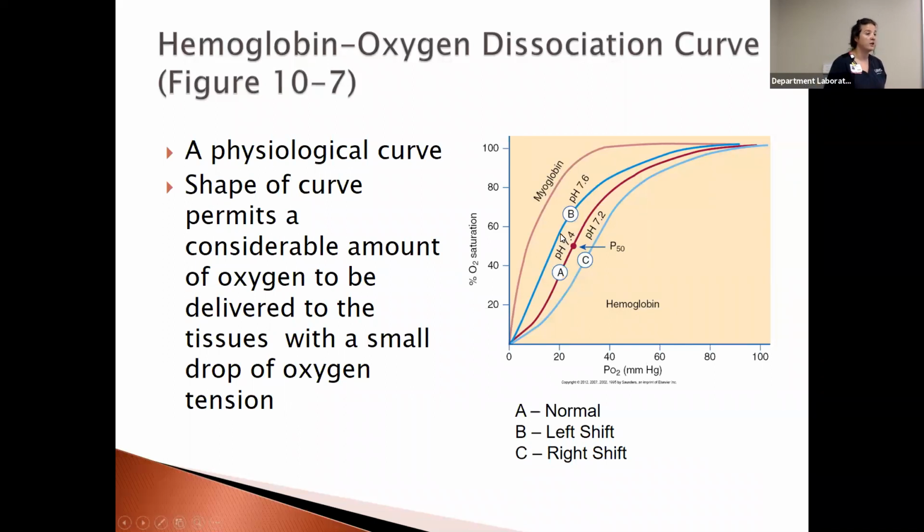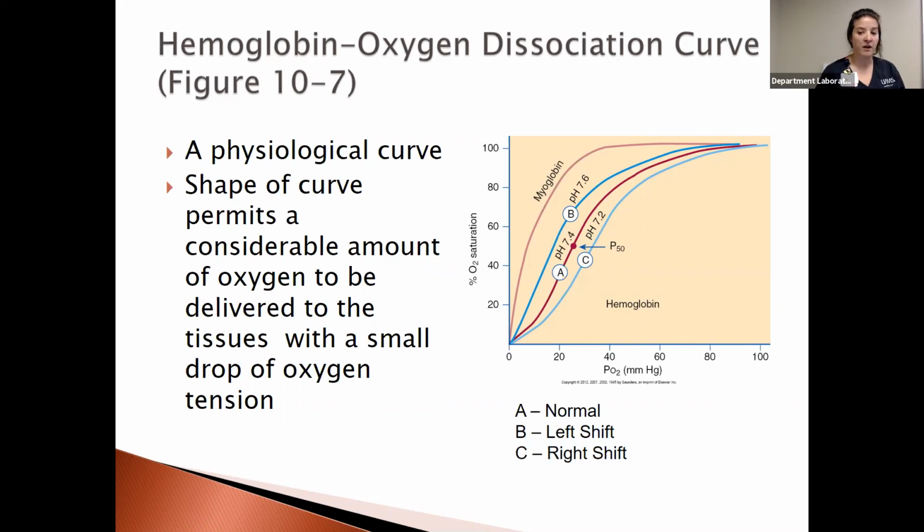Some things that could cause a right shift: increased body temperature, so let's say your patient has a fever; acidosis, if there is a pH change in your blood; and the presence of 2,3-BPG. Remember, 2,3-BPG presence readily allows for oxygen to be released, okay? Those are some things that will cause a right shift in that curve.